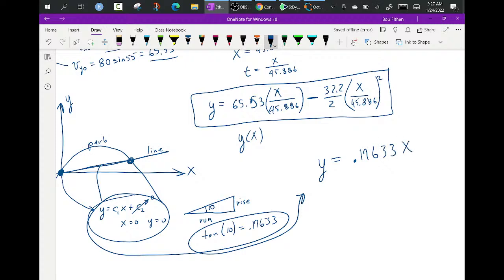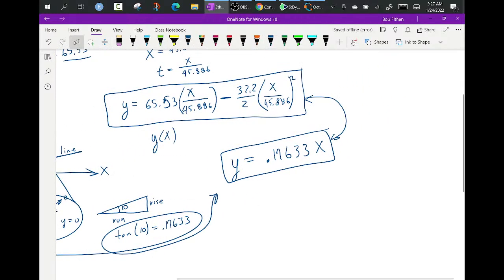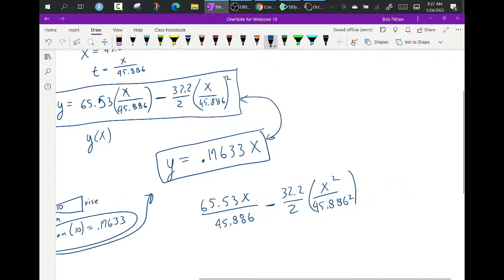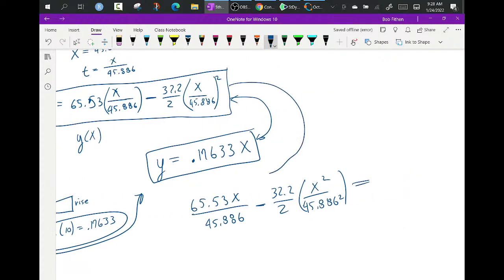17633x. So now if I want to know where these two cross, it's a pretty simple process. I just equate them. So I take 65.53x over 45.886, and I could have done this a little bit better, 32.2 over 2 x squared over 45.886 squared, and that is this equation.